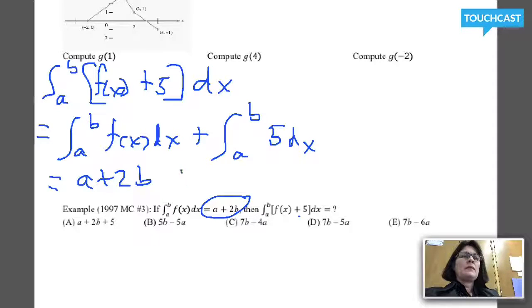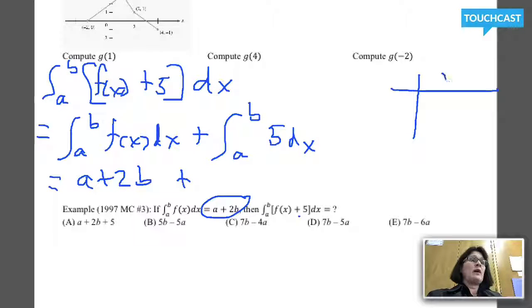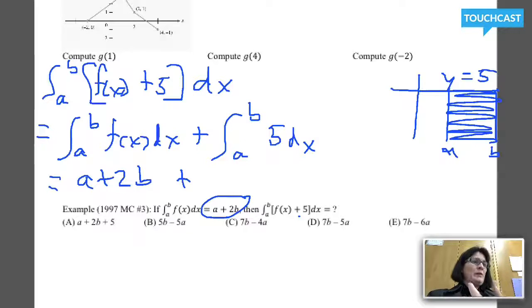Now how am I going to find the integral from a to b of 5? So there's two ways to think about it. Feel free to use whichever way works for you. We're going to learn a third way soon enough. Feel free to use that if it's better for you. You could think of that as the area under the curve y equals 5 between a and b. So that's a rectangle whose width is b minus a and whose height is 5.